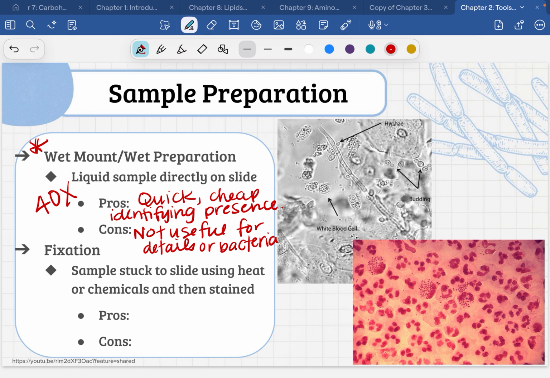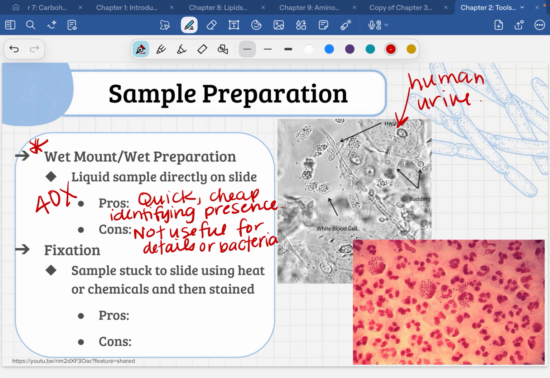Bacteria require 100x magnification to really see anything. So this is not going to be useful for bacteria or distinguishing details. It is mostly good as a quick, cheap, and easy way to check for the presence of cells or not. Okay, so a really good example is this one right here. This is human urine.